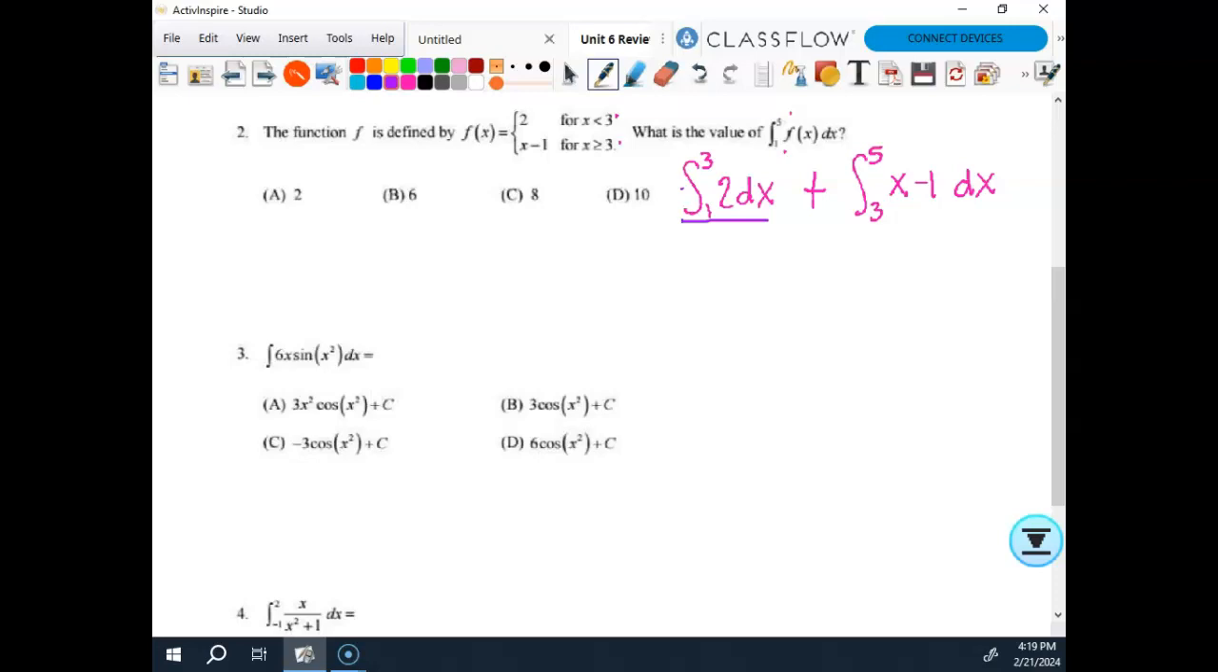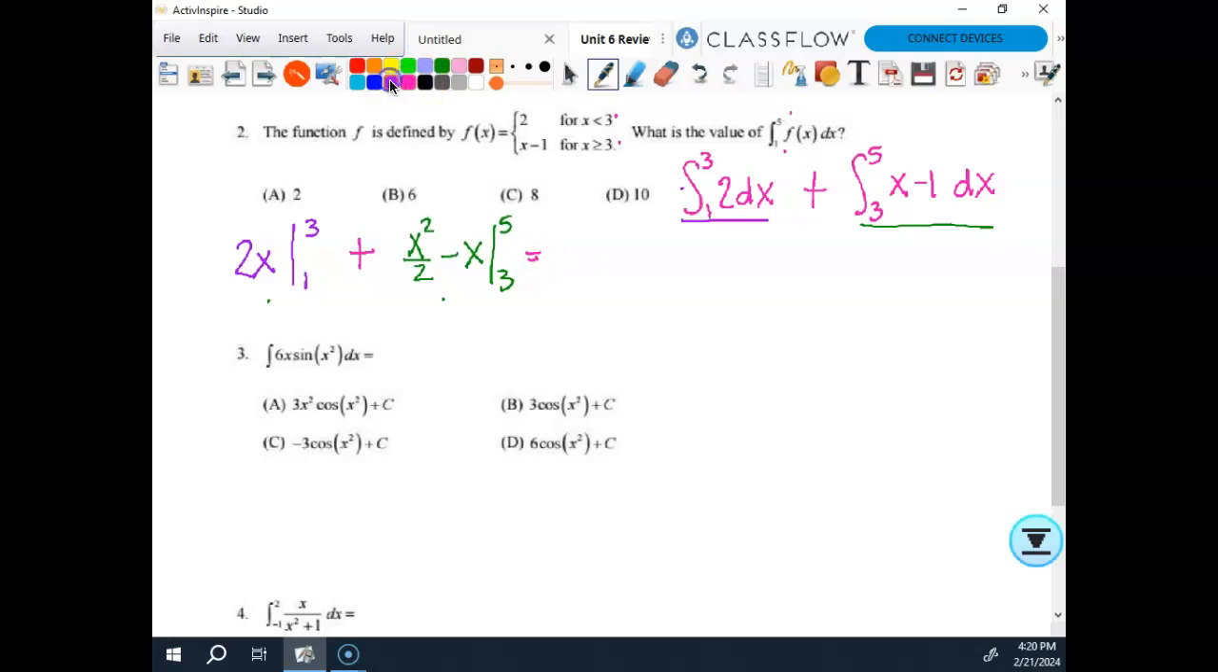But if I integrate 2, that becomes 2x, and I'm going to evaluate it from 1 to 3. And then I'm going to add to that when I integrate this part. When I integrate x, that becomes x squared over 2 minus x, and I'm going to evaluate that from 3 to 5. Now, at this point, to maybe be a little bit safer with signs, you could split this into 2, like do this part and then do this part and then put them together. Just be careful how you're doing that, but you want to be careful with your signs here.